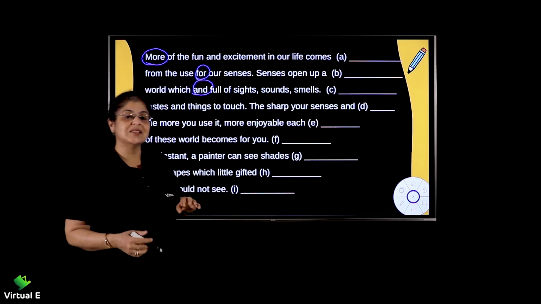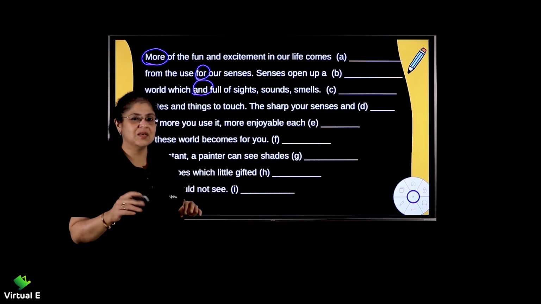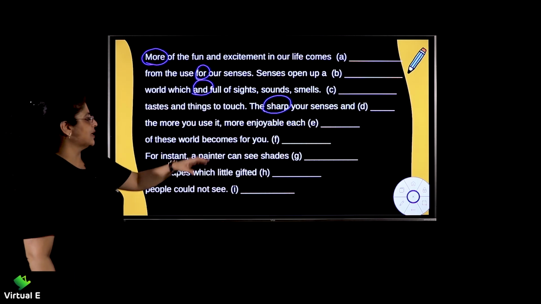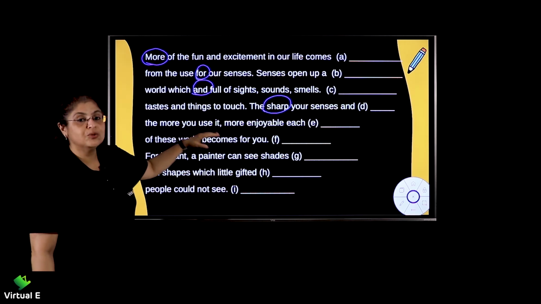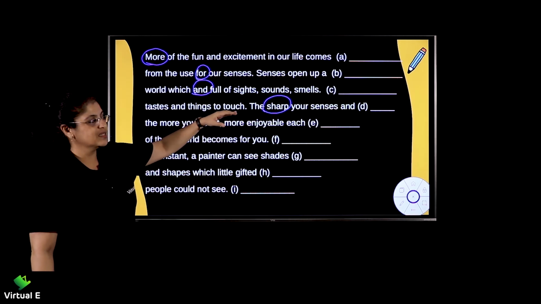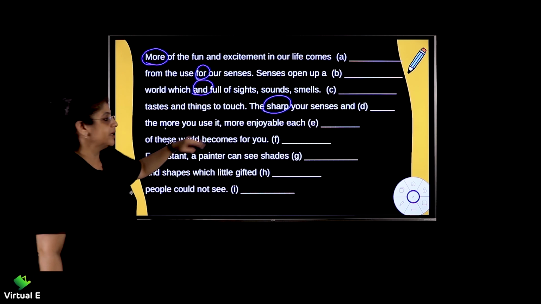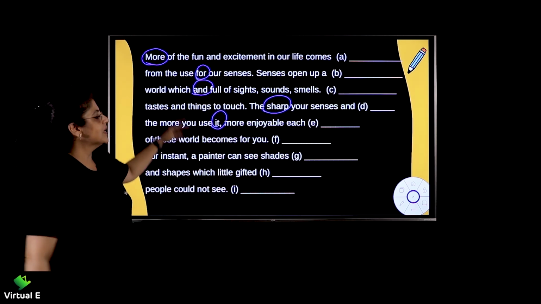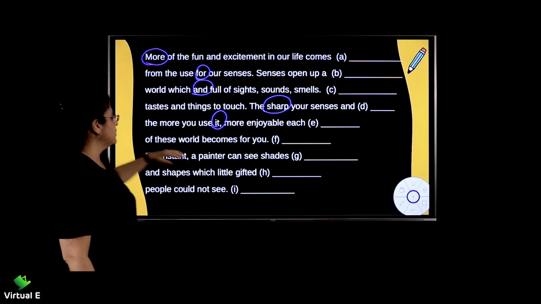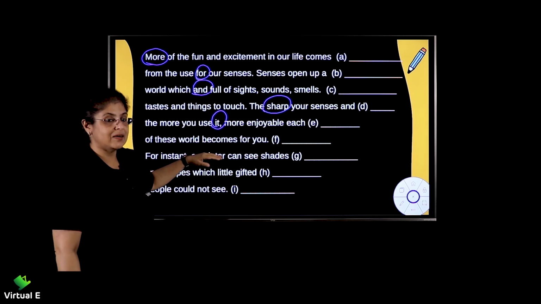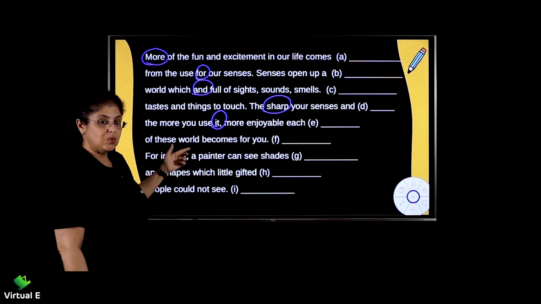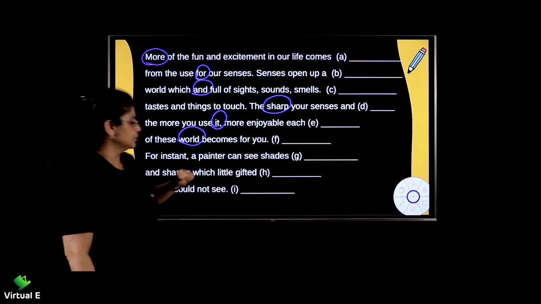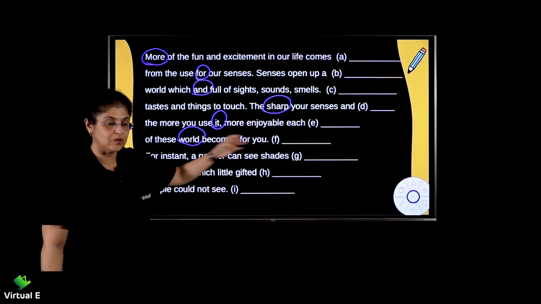The sharp your senses, something wrong? The sharper your senses, right? The sharper your senses and the more you use it, senses is plural, how can I use it? Right? So the more you use, any guesses? Them. Yes. The more you use them, more enjoyable each of these world. These again, plural, world, singular. So each of these worlds becomes for you. So here this is the incorrect. Your correct will be worlds.